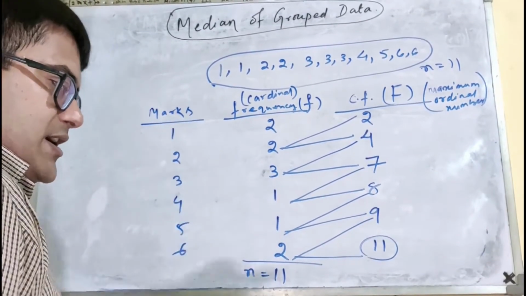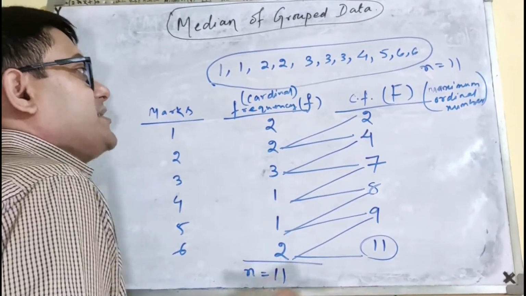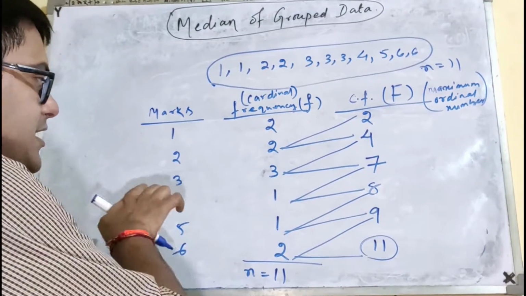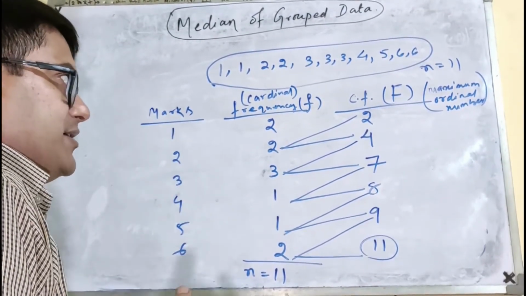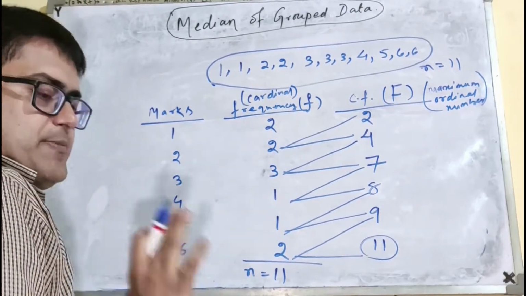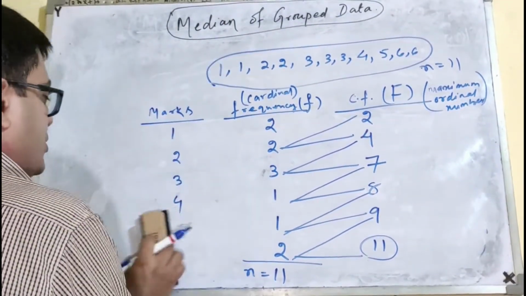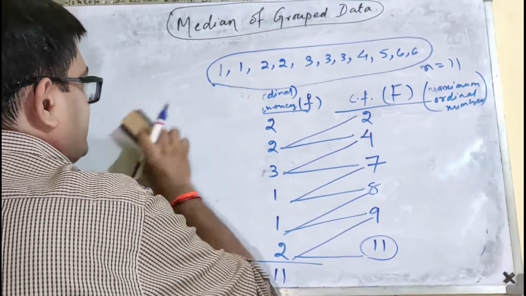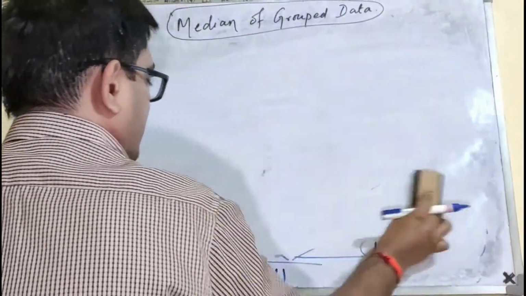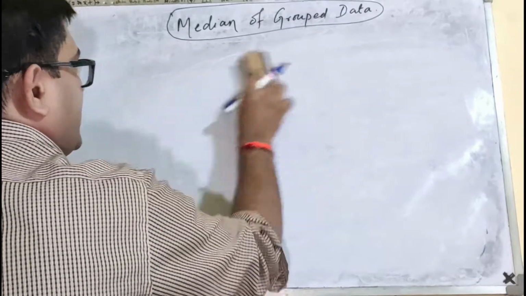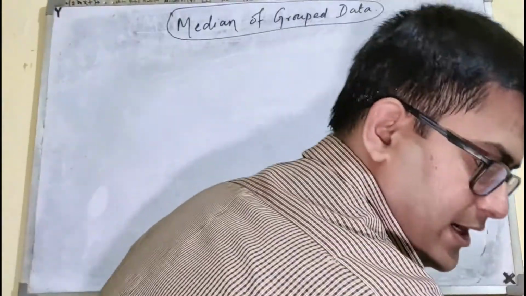You need to understand the meaning of cumulative frequency. It is the maximum ordinal number that a data point could have in an ordered data set. Okay. So this part is clear. Now let us move on to the concept of finding the median of a group data.